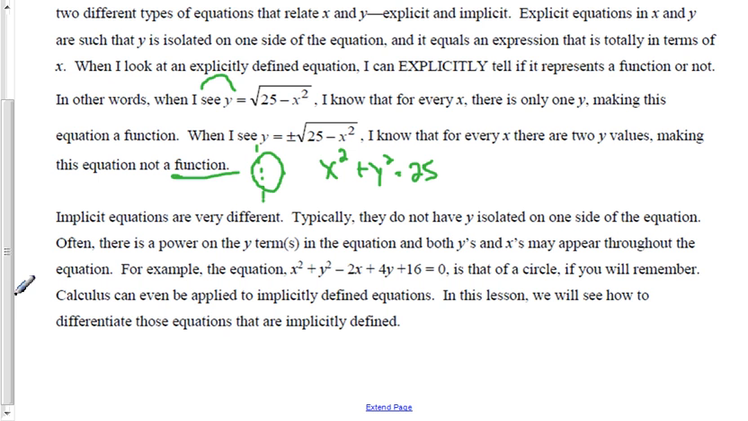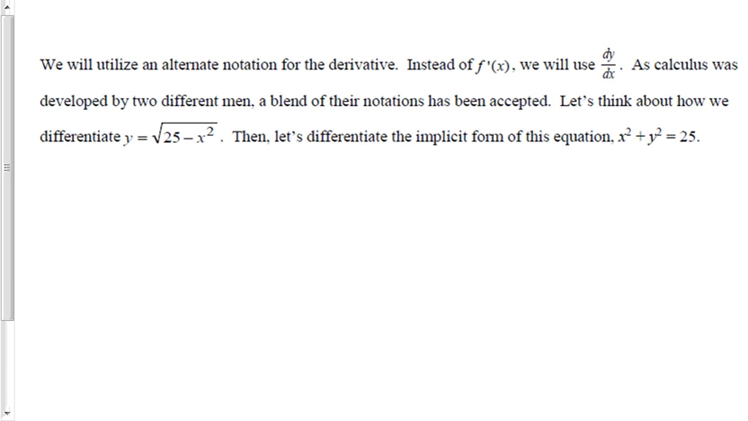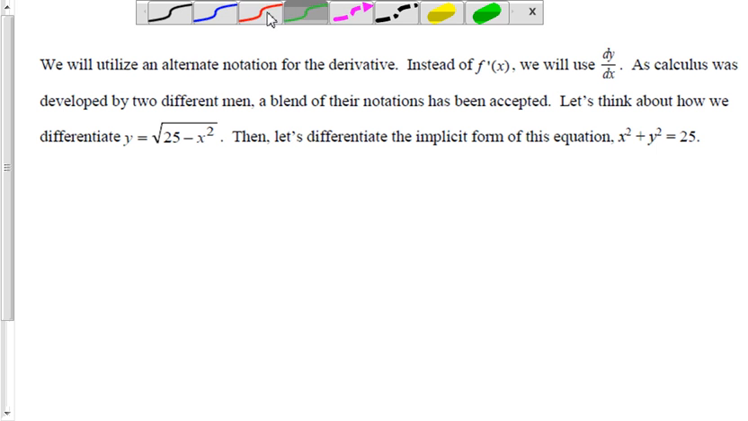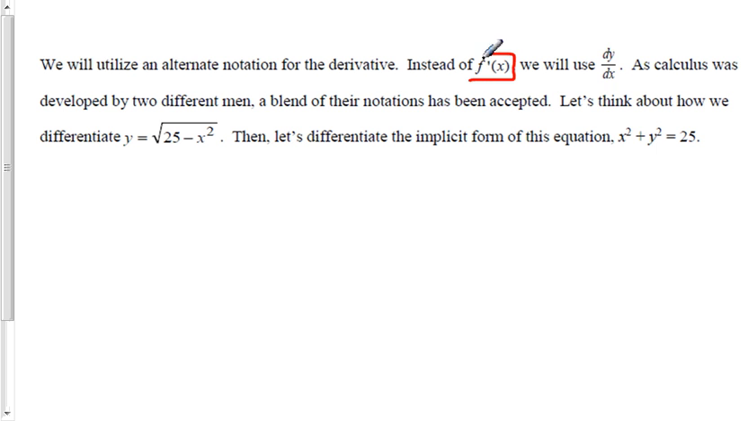All right, so let's look at this bottom example here. I've brought it up a little bit through our study of both Leibniz and Newton, so we're going to utilize alternate notation for the derivative. Instead of f prime of x, we're now going to start using dy/dx. So again, it's kind of blending the notations. So let's think about how we differentiate y equals the square root of 25 minus x squared. That's explicit form.